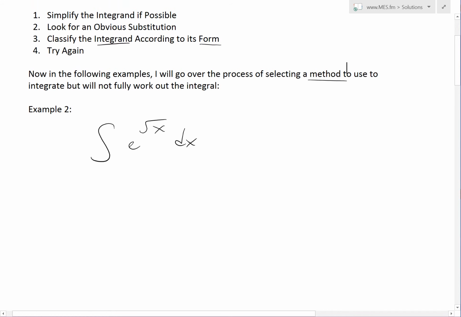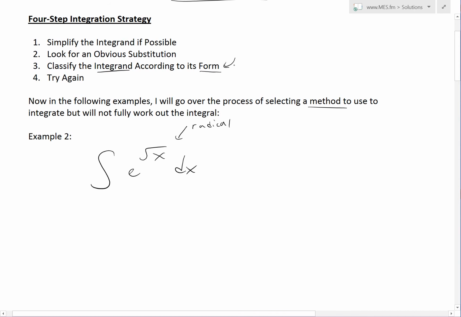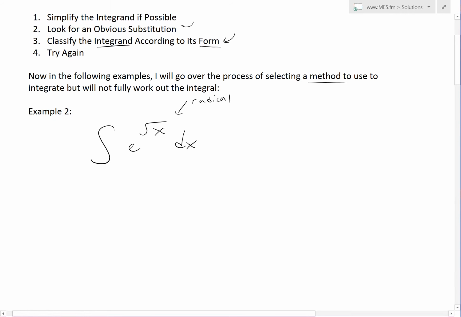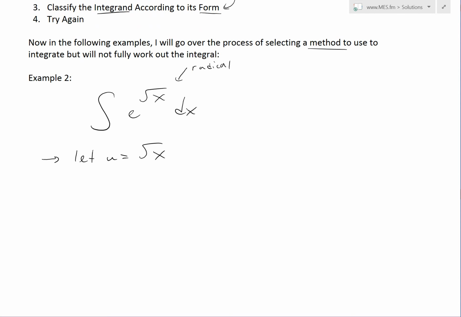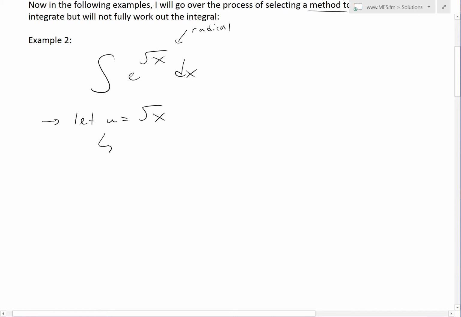So now let's look at example 2, the integral of e to the power of square root of x. Notice this is a radical. Like I showed when we classified this, as a radical, it's always good to use a substitution. So if we let u equal the square root of x, what we could do is square both sides. This is the useful part of having the square root there. So u squared equals x, and we basically get rid of the root sign.